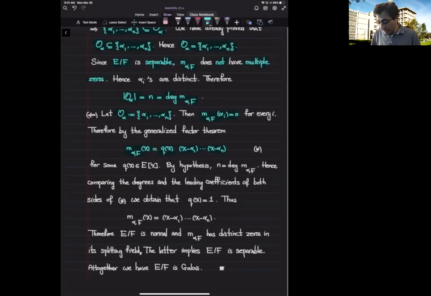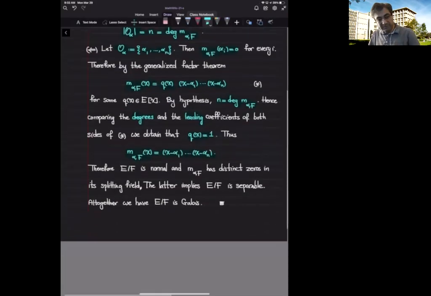So by the hypothesis that the degree of the minimal polynomial is precisely the number of elements inside the orbit, comparing degrees and leading coefficients, we deduce that Q is just 1, and that means the minimal polynomial is nothing but the product of these linear factors x minus alpha_i. Now, what do we deduce out of this?